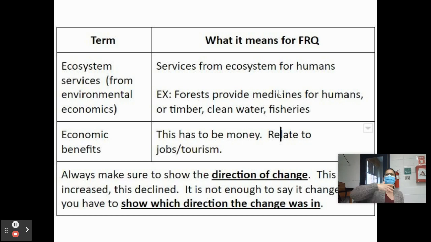It's going to increase jobs. It's going to decrease jobs. It's going to bring more tourists into the area that spend money on hotels and restaurants and stuff like that. Or it's going to keep the tourists away, which then we're not going to have all the money being spent on jobs and tourism and stuff like that.